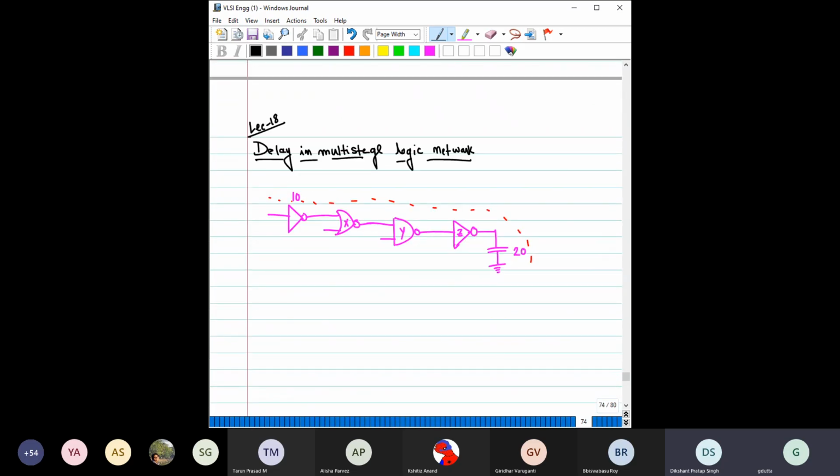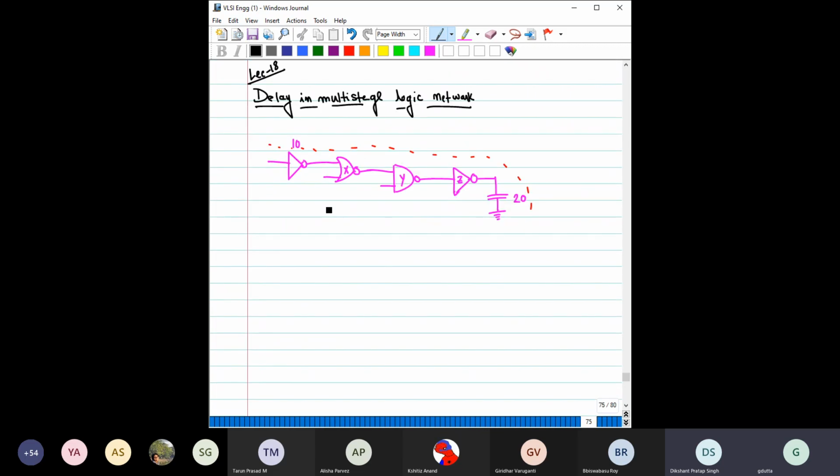So let us start today's class from here. It says delay in a multi-stage logic network. Here you can see the logic: starting from this NAND gate, then we have NOR, NAND, then again an inverter. Finally it is driving a load capacitance of 20 times C minimum. We generally do not mention C minimum; we always say it is 20, understood as 20 of C minimum.